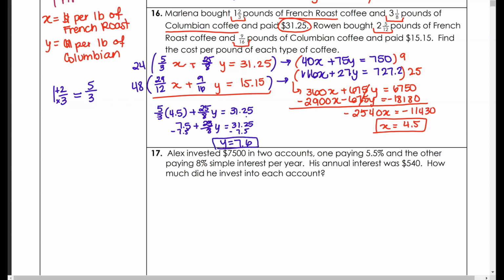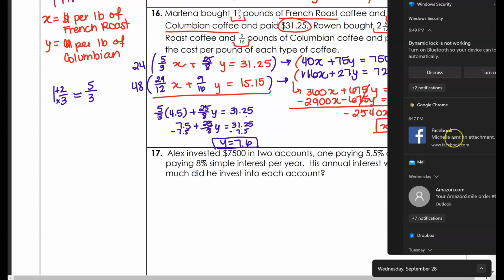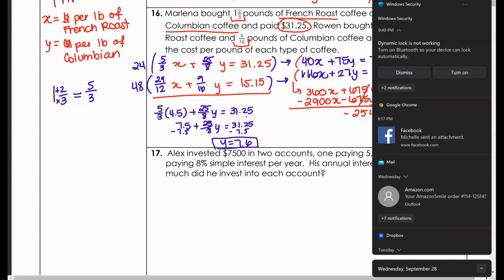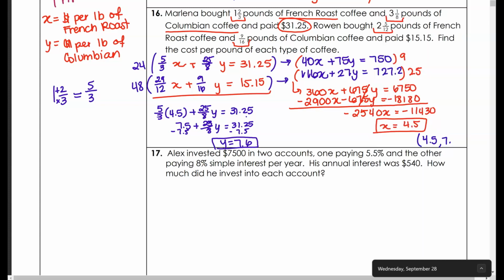Sorry, I ran out of space. So our final answer is going to be 4.5, comma 7.5. Oops. Sorry, 7.6.